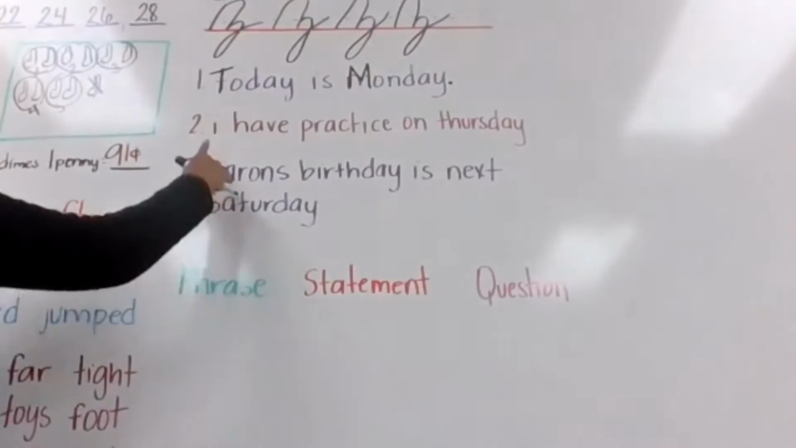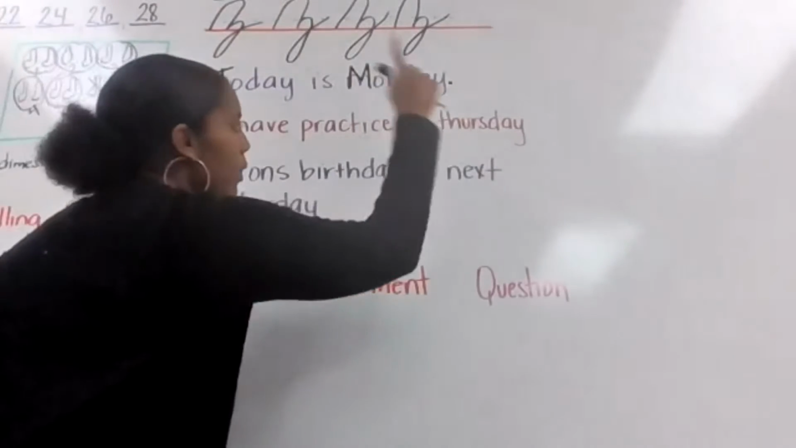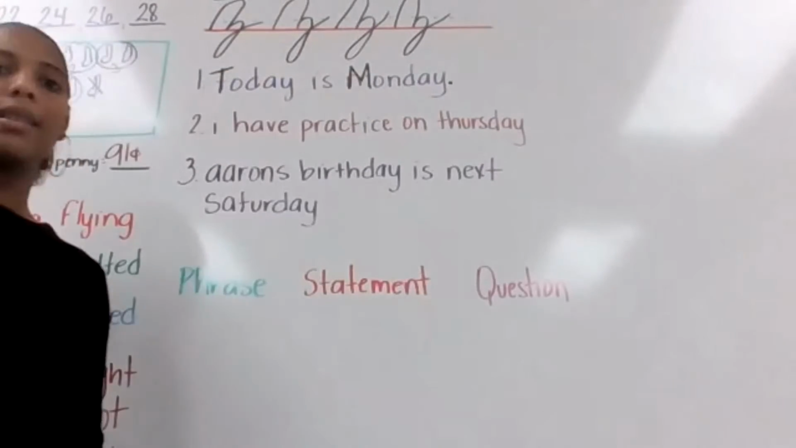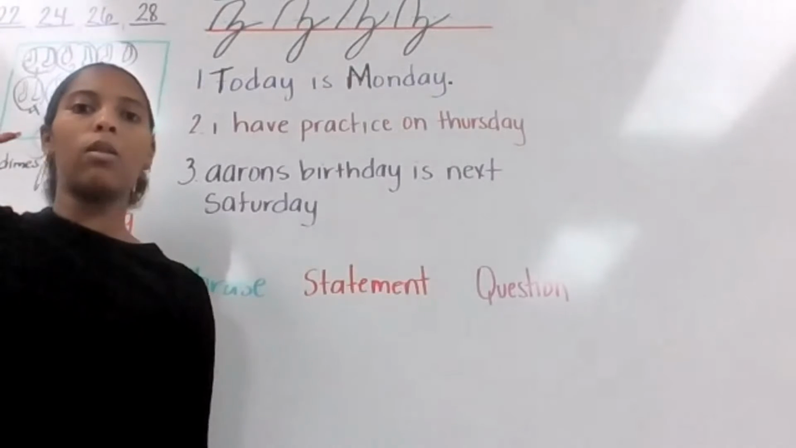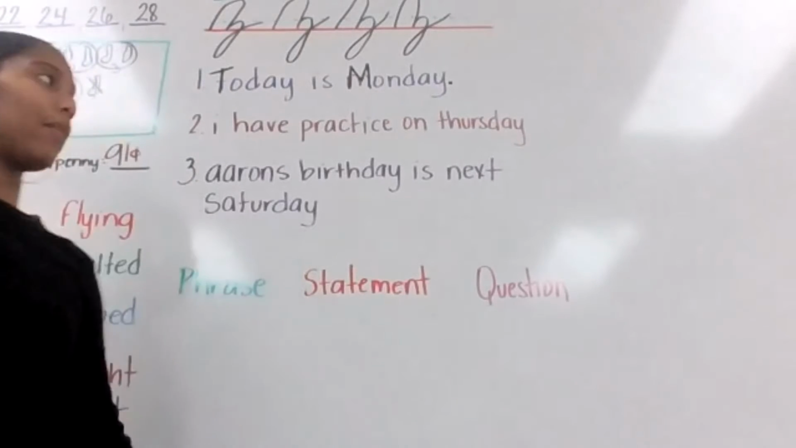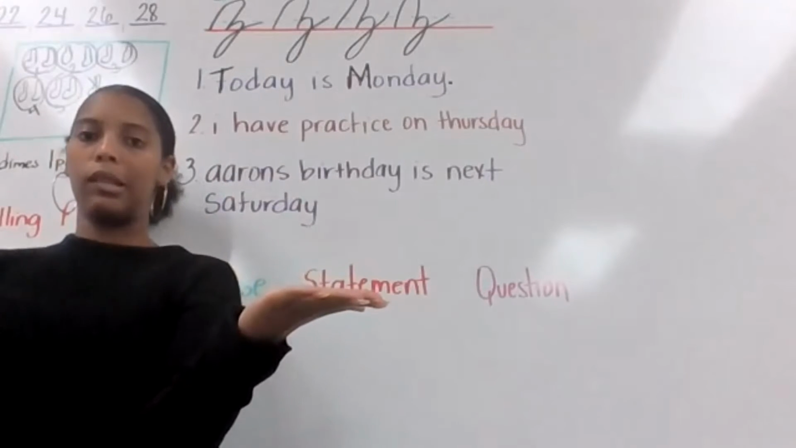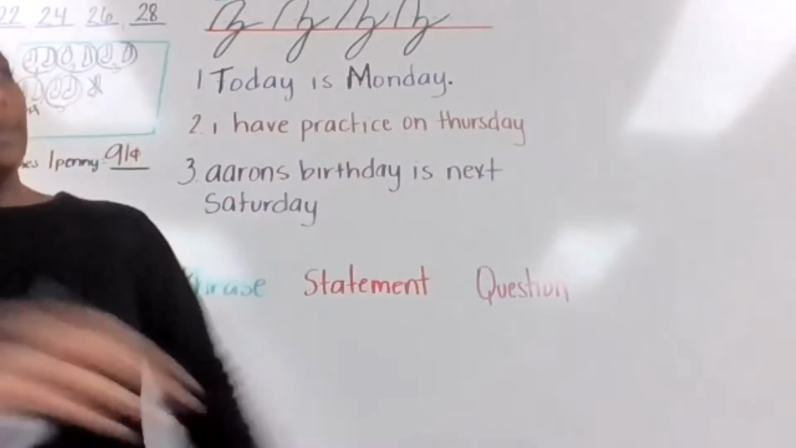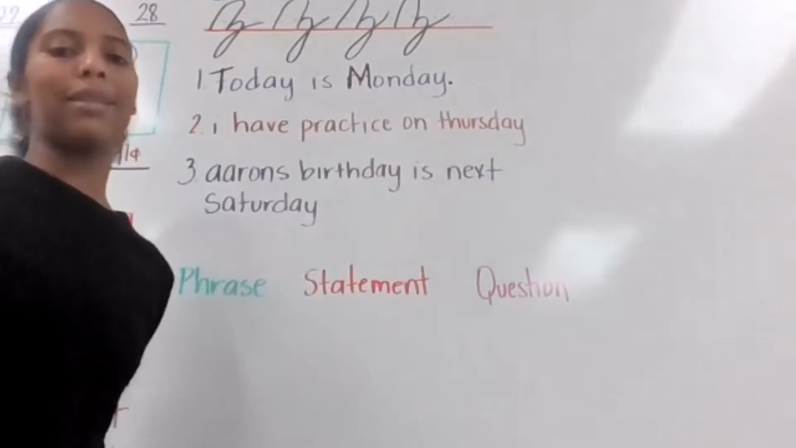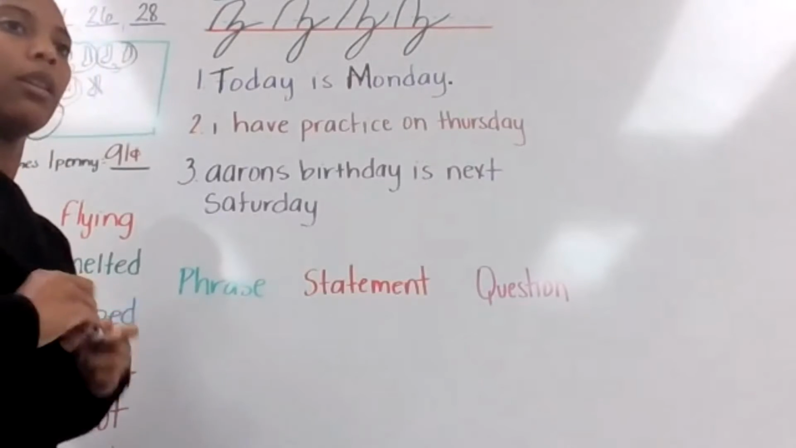All right, number 2, it says, I have practice on Thursday. What's my day of the week in this sentence? Thursday is my day of the week. So how should I write Thursday? With a capital letter. All right, so go ahead. I have practice on Thursday. Write this one correctly.